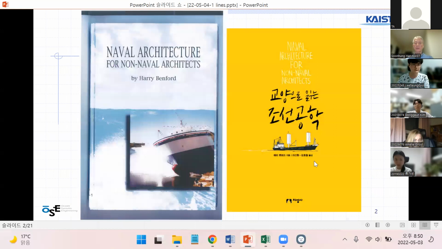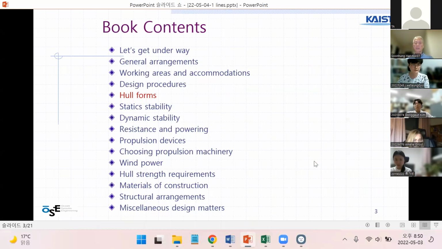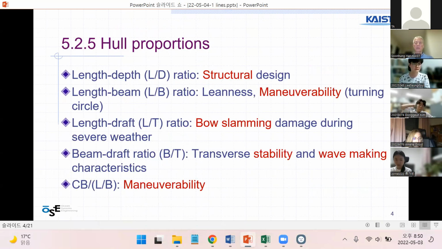And we're covering this book, and it is a sub-part of the chapter for hull forms. And hull proportions, we already see some of them. The length depth ratio, and that is more related with the structural design. Because a ship is usually long and thin, similar to the shape of an airplane body. The structural part in the middle, bending, is the most critical failure mode.